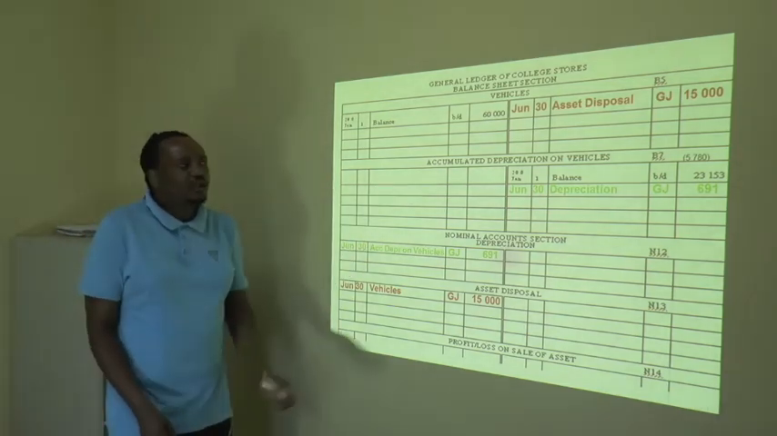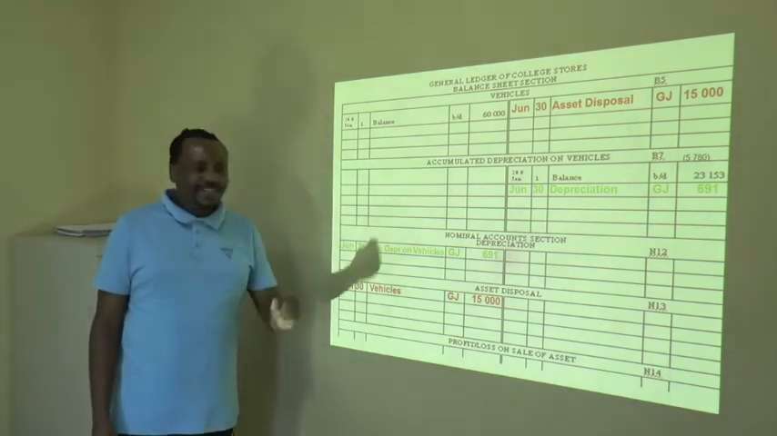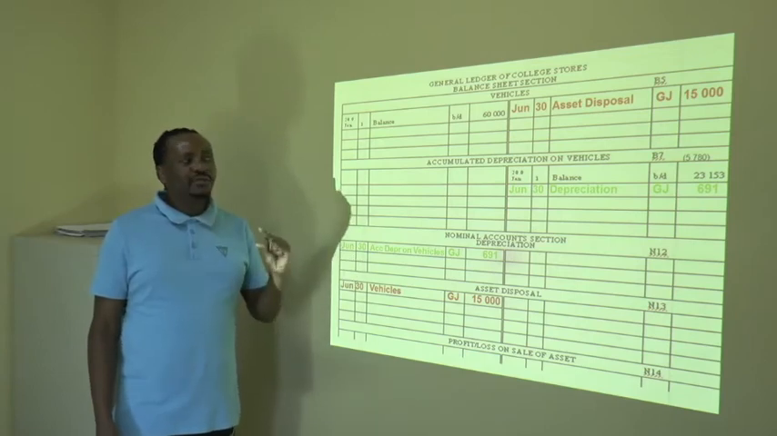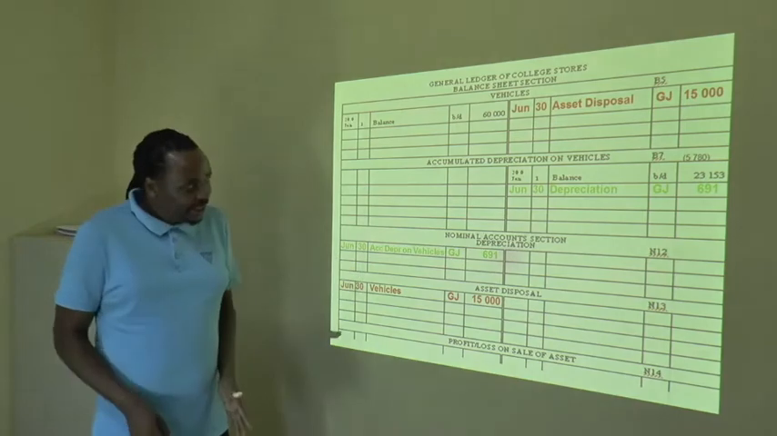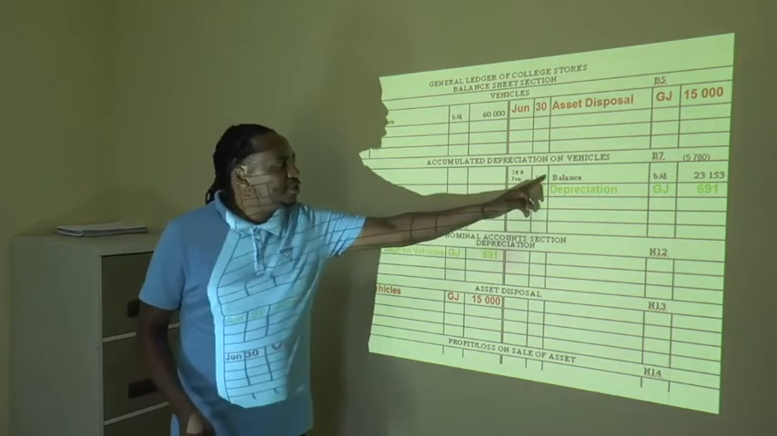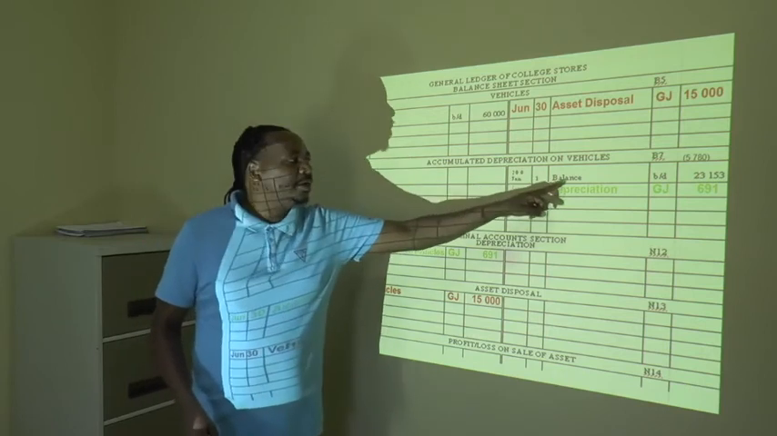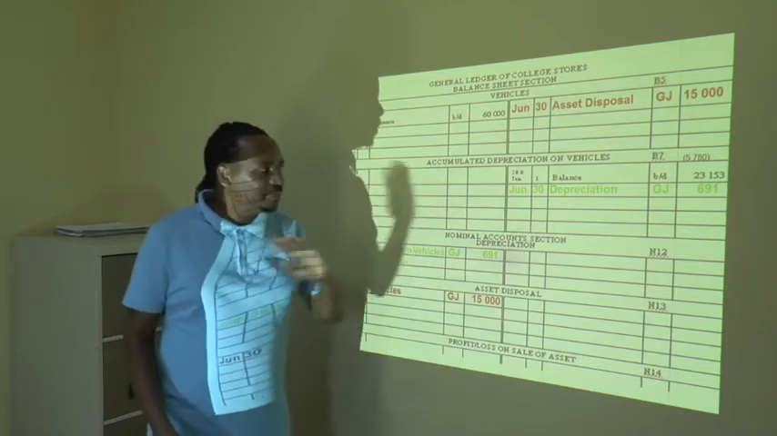What is to depreciate, people? It's when the asset loses its value. When the asset loses its value, we say that asset depreciates. So in the current period, on the 30th, the asset depreciated, because this is not our balance, which means this one was for the previous period. In the new period, the asset depreciated.